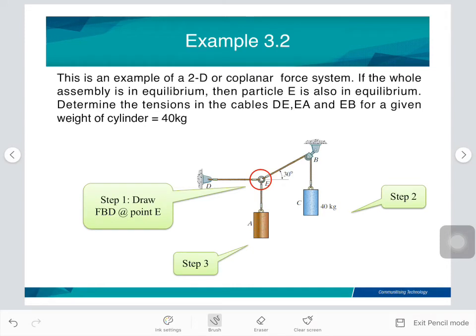Let's solve example 3.2. Here is another 2D coplanar force system. If the whole assembly is in equilibrium, then particle E is also in equilibrium. We need to determine the tension in the cable DE. So this is DE, this is EA, and this is EB. For a given weight, the cylinder is equal to 40 kg. So this is the weight of the cylinder.